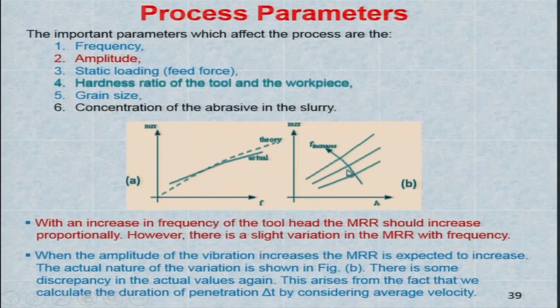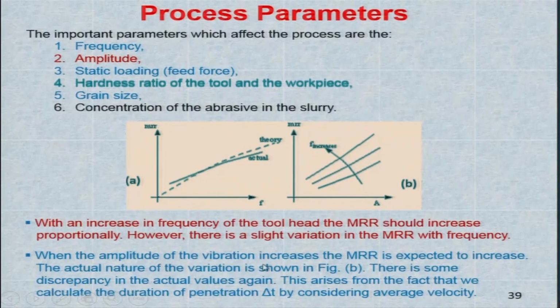Here the frequency is less than here; this curve is made with a higher frequency than this and this. Here is the same thing written in the text: with an increase in the frequency of the tool head, the material removal rate should increase proportionally, theoretically. However, there is a slight variation in the material removal rate with the frequency. I explained the reason earlier also.